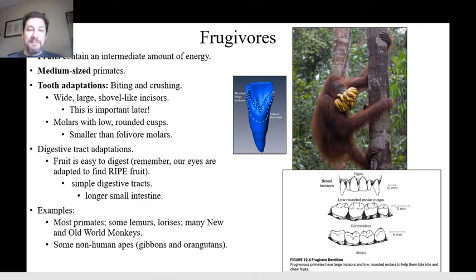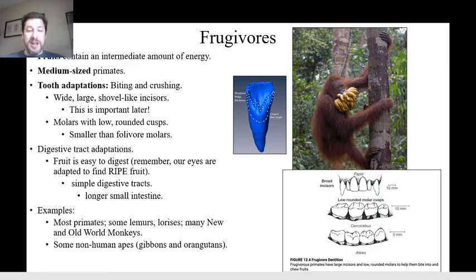And at the same time, you have molars that have relatively low rounded cusps, shown in the center here. And if you think about our molars, they're not this flat, but they are flatter than those of insectivores. So we have some vestige of that adaptation as well.